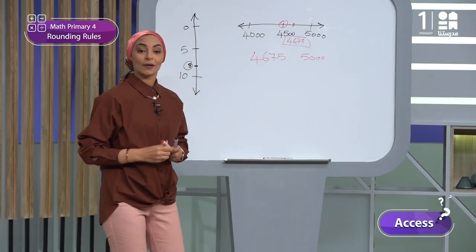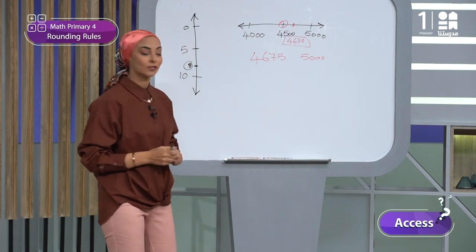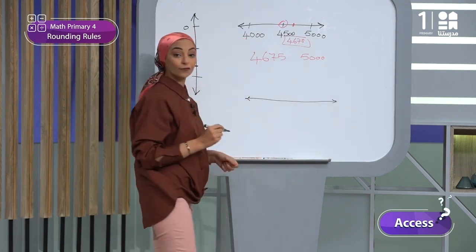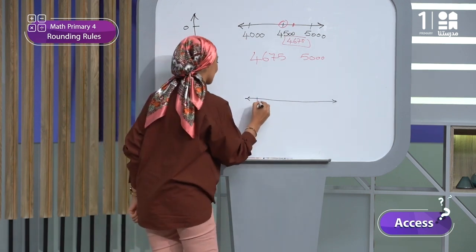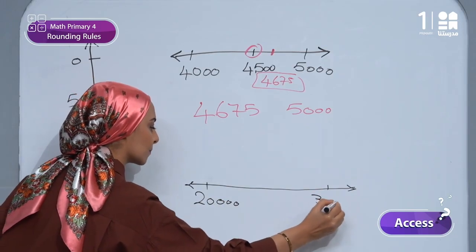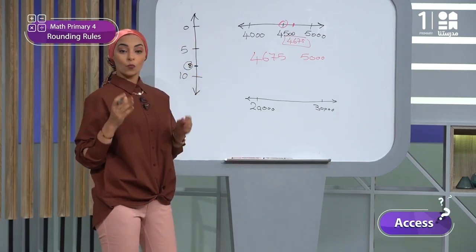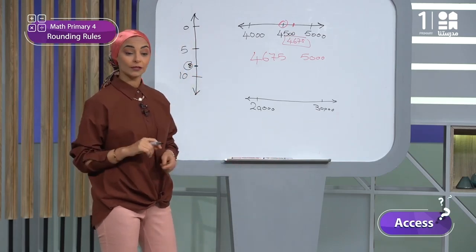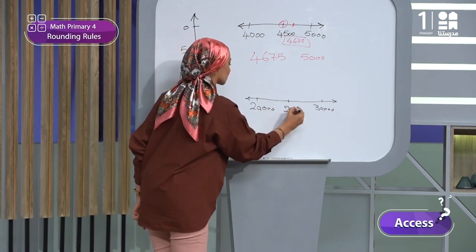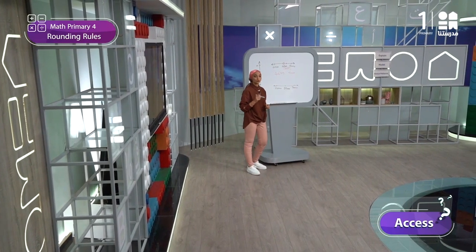Okay? Let's draw another number line. Here I have a number line from 20,000 to 30,000. Let's draw it in the same way, from 20 to 30, as you see here, 20,000 to 30,000. If I ask you, what is the midpoint? Who can tell me? The midpoint between 20,000 and 30,000 is 25,000. Right, 25,000.